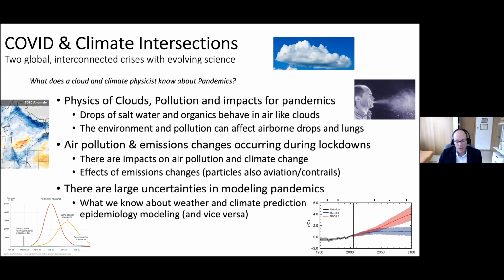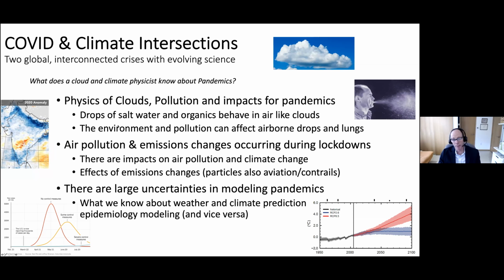And so basically, COVID and climate change are two global interconnected crises with evolving science. Obviously, a pandemic is much faster than climate change. I've sort of shaped climate change for people in the last couple of months as saying, it's kind of like that COVID pandemic, but for our grandkids. And the question is, what does a cloud and climate physicist know about pandemics? Well, I don't know much about biology, but it turns out we actually know quite a bit about pandemics, and I'm going to try to talk to you about some of those intersections here today.